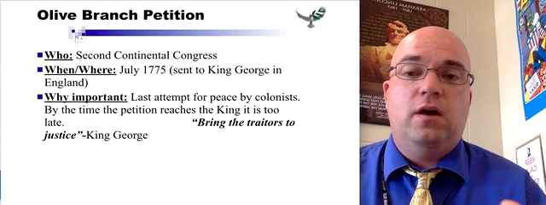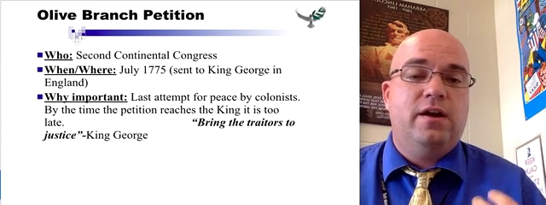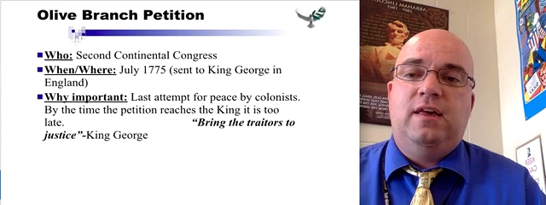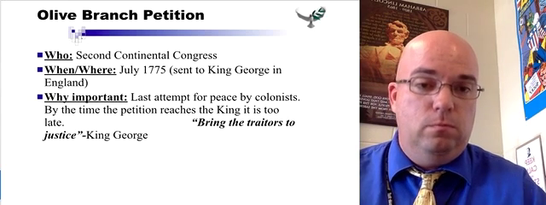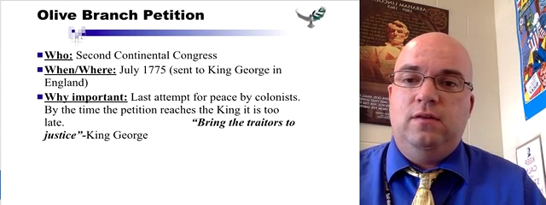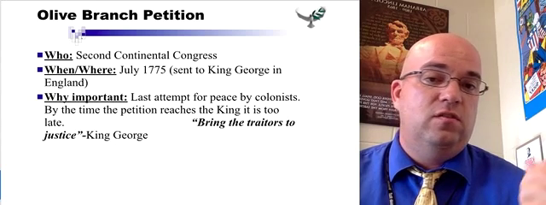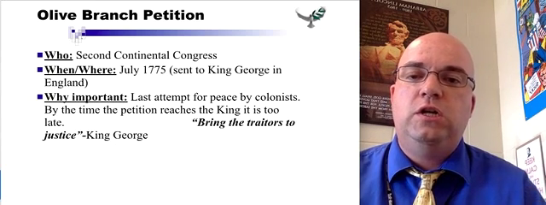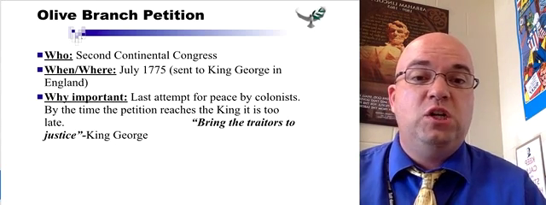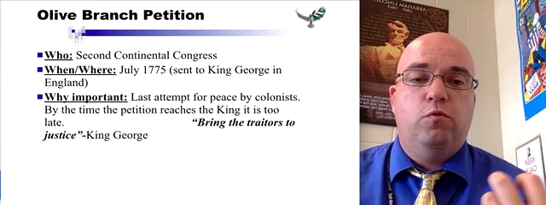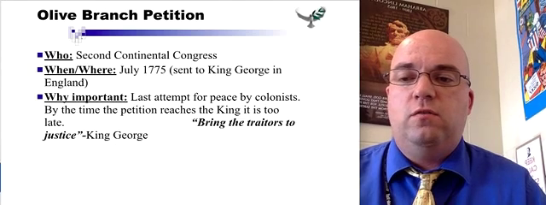And so the Second Continental Congress sends this petition, and the king receives it because it takes many months to get there. And he says, bring the traitors to justice. He doesn't want to negotiate. This is an insurrection, a rebellion in the eyes of the British government, and so they're planning on sending more forces and more troops to squash the rebellion.